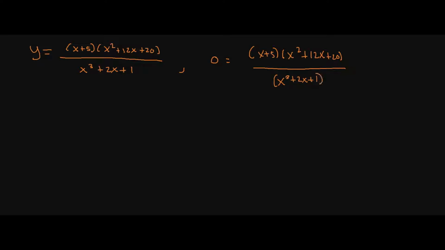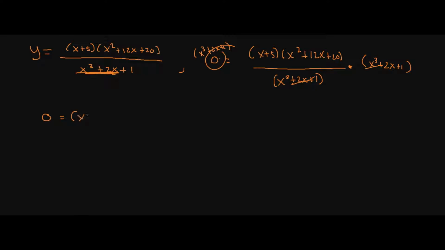Again, no matter what, if I multiply the denominator to both sides, it's going to cancel out. And again, 0 multiplied by anything is still 0. So you can see that when we're finding our x-intercepts, we can ignore the denominator because we're always going to multiply it by 0.